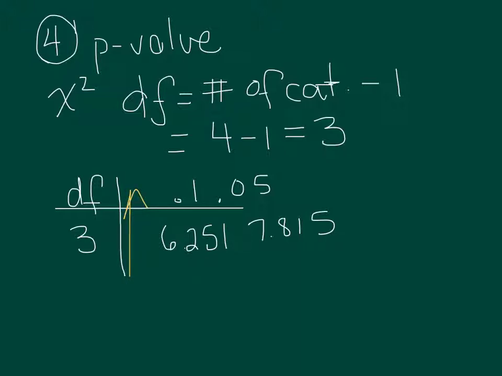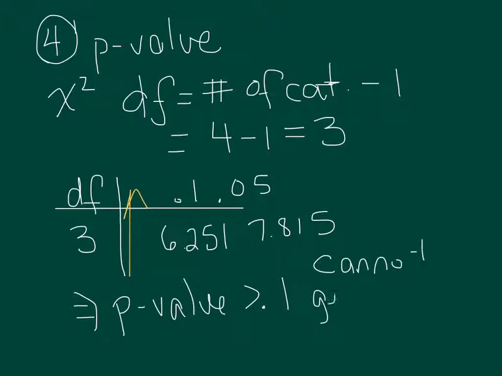So remember, that tells us that the p-value is going to be greater than 0.1. We don't know what it's going to be exactly. You cannot get exact p here. But it does tell us a pretty good idea of what we're going to get, and we know, for instance, here the p-value is going to be greater than 0.1.